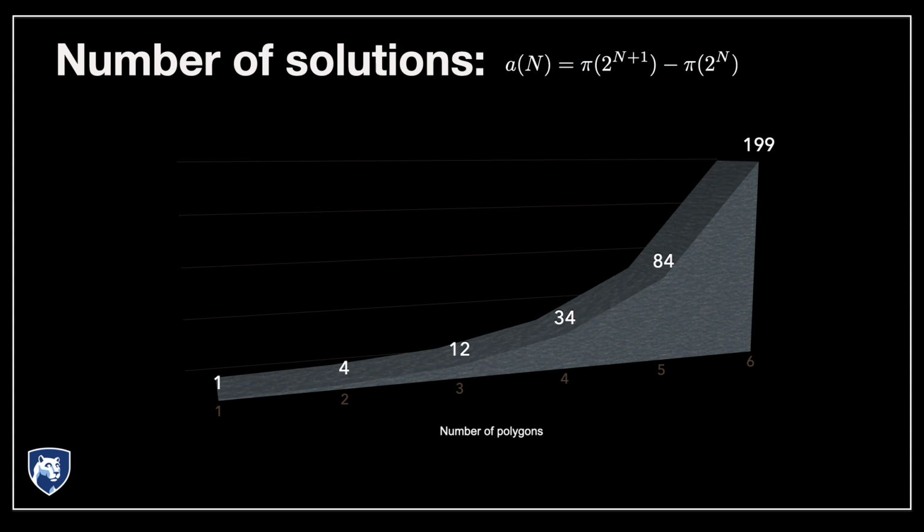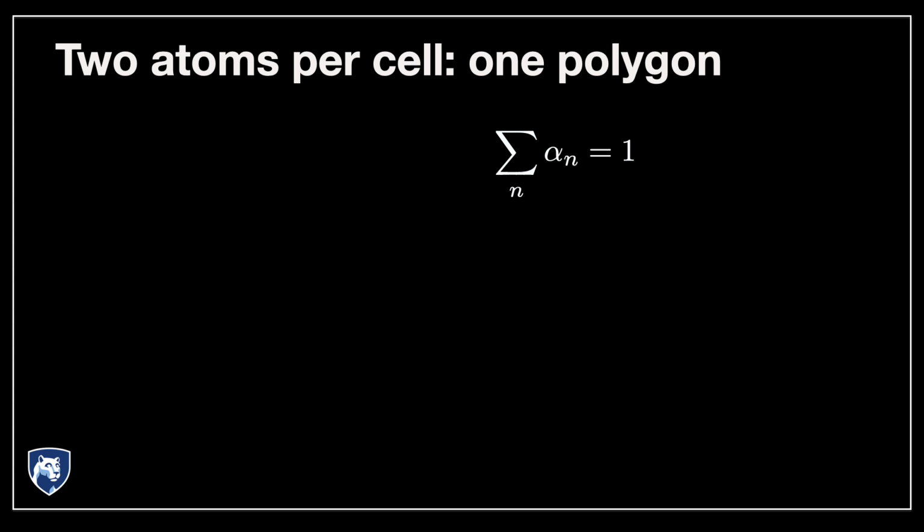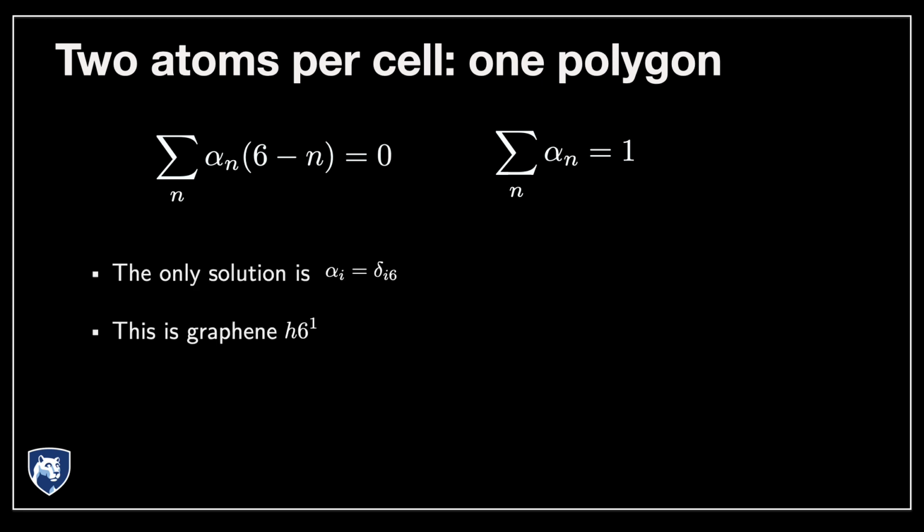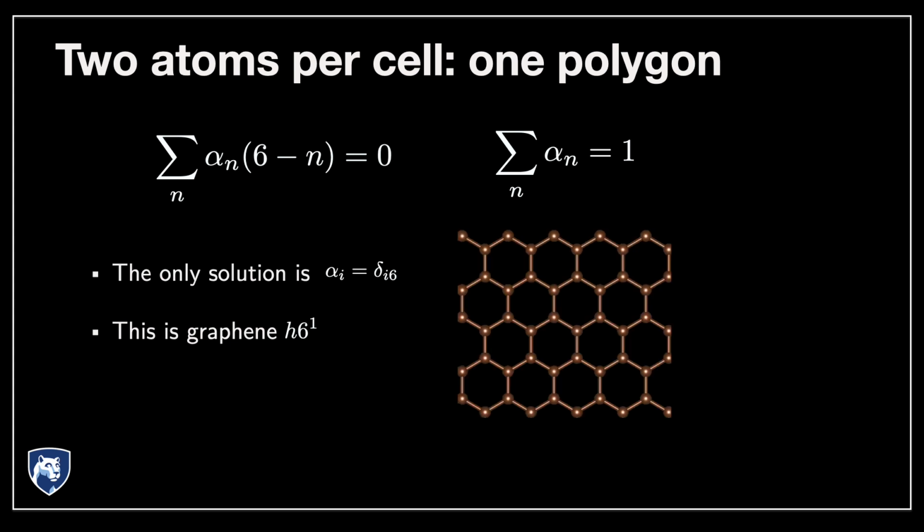So first of all, let's look here at the first one. One polygon means that the sum of alpha n is equal to 1. So we have one polygon. At the same time, the average size of the polygon needs to be 6. One polygon and the average size to be 6. Obviously, the answer is that only one alpha is non-zero. This is alpha 6, which is equal to 1. In other words, we have one hexagon. Well, this is graphene that we've already seen.